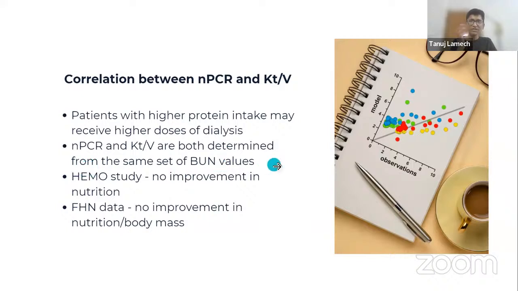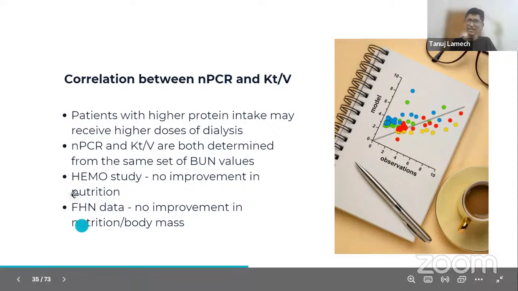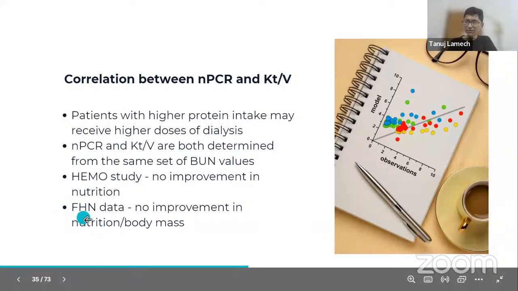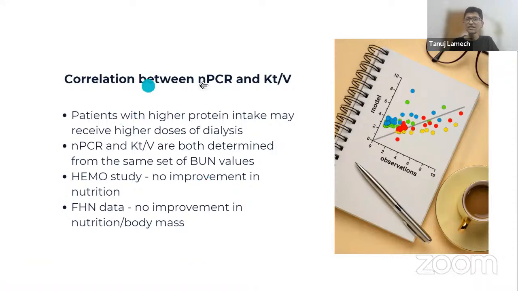The second thing is both of them are determined from the pre-HD urea and the post-HD urea, so by simple coupling, the two values would be similar. And finally, we have RCT data that a higher dose of dialysis does not improve nutrition. We have that from the HEMO study: people who got 1.6 did not differ from the people who got 1.2. And the Frequent Hemodialysis Network data, where people who got daily or nocturnal dialysis did not have improvements in their nutrition or body mass. So some people would say, oh, he's badly nourished, so maybe if we give a high dose of dialysis, the nutrition will improve. It actually doesn't work that way.